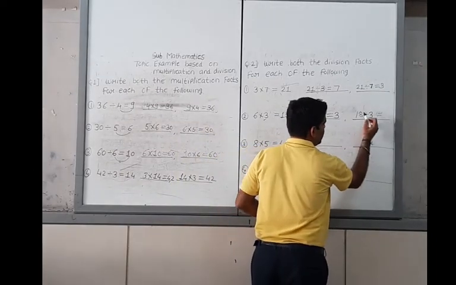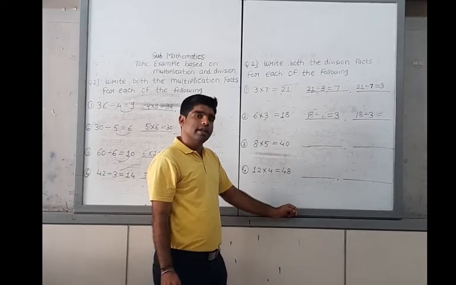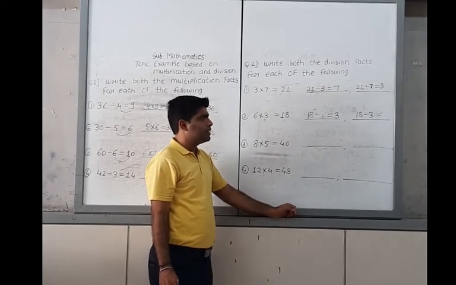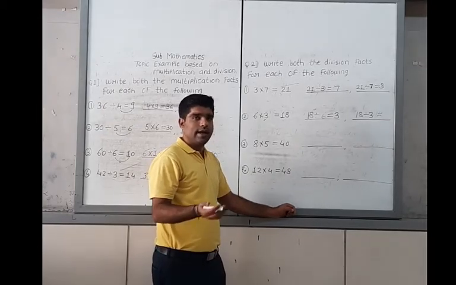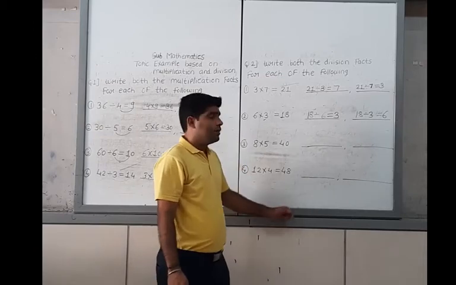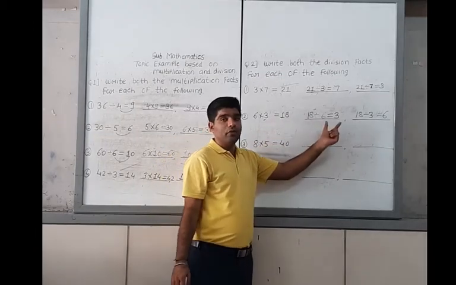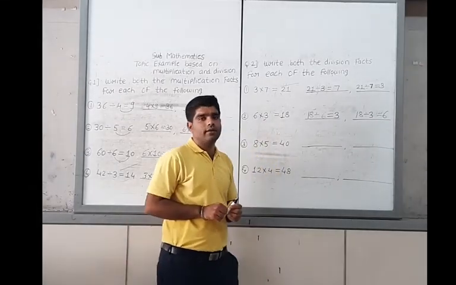Next, here will be 18 divided by 3 using the simple division method. 3 times 1 is 3, 3 times 2 is 6, 3 times 3 is 9, 3 times 5 is 15, 3 times 6 is 18. It means that your answer is 6. By this trick, we have to write down the division fact, and this is our multiplication fact.